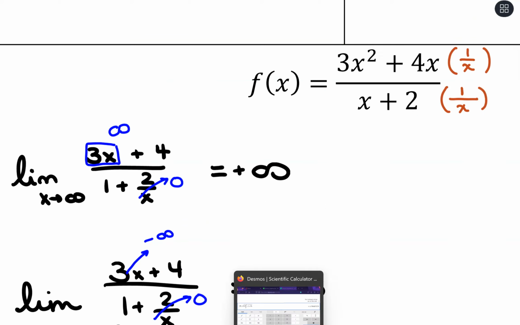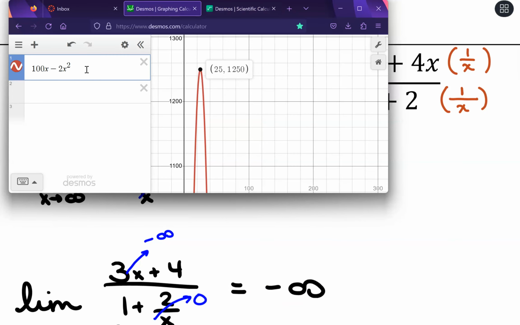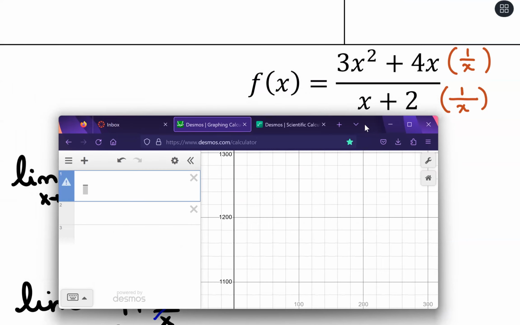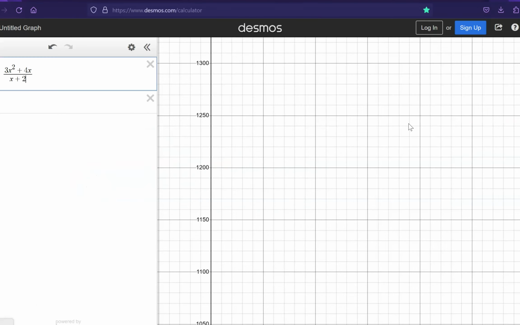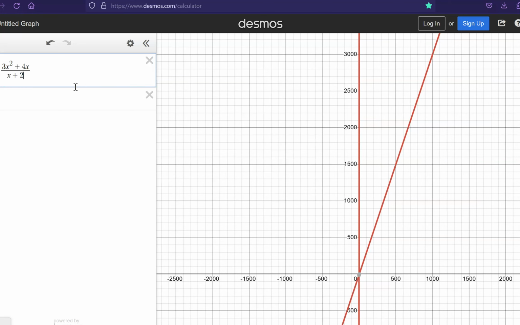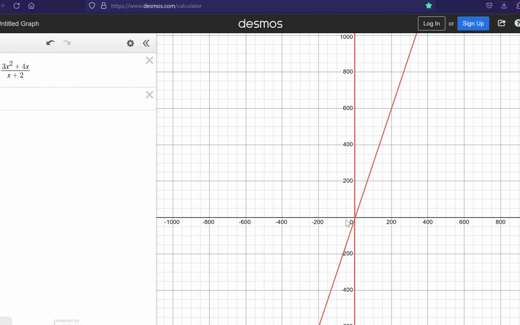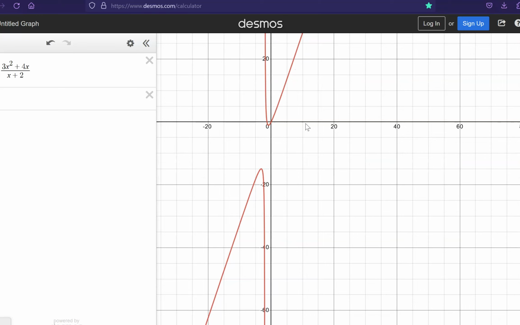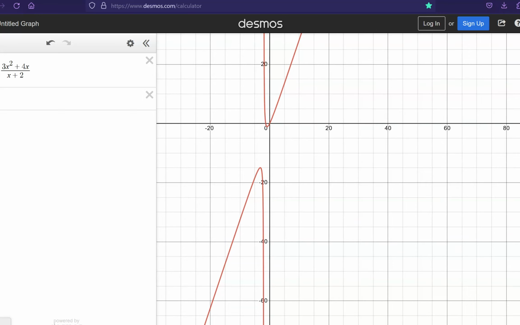In fact, now that I said that, let's check it out. So we have 3x squared plus 4x over x plus 2. And we're looking at long run behavior. So as we go off to the right, sorry, I think that looks weird. There is a gap there. It did look a little strange for a second. Okay, as we go off to the right, we're going up and up, which means we're going up to infinity. As we go to the left, we're going down and down, which means we're going towards negative infinity.